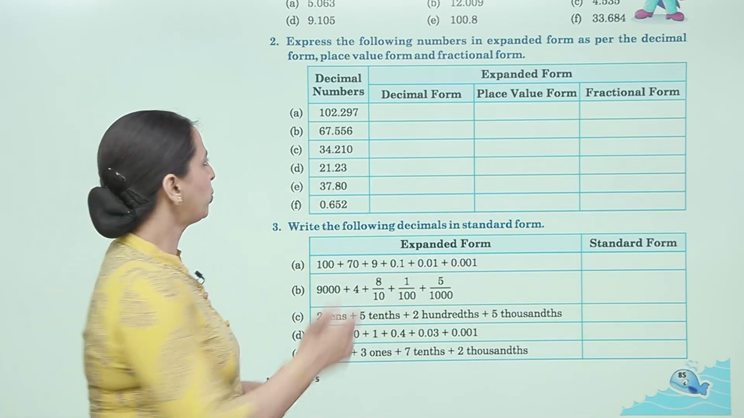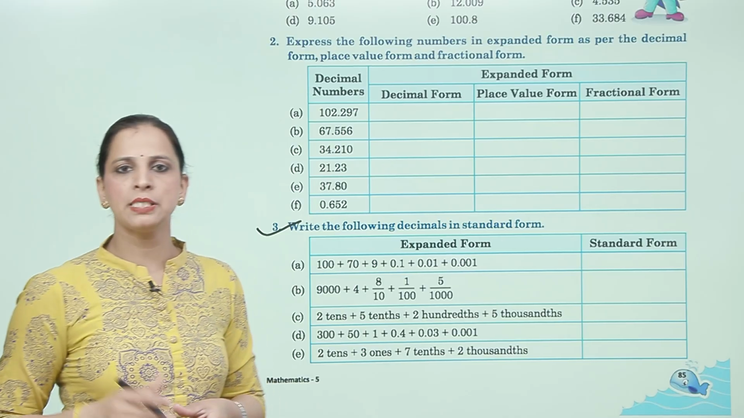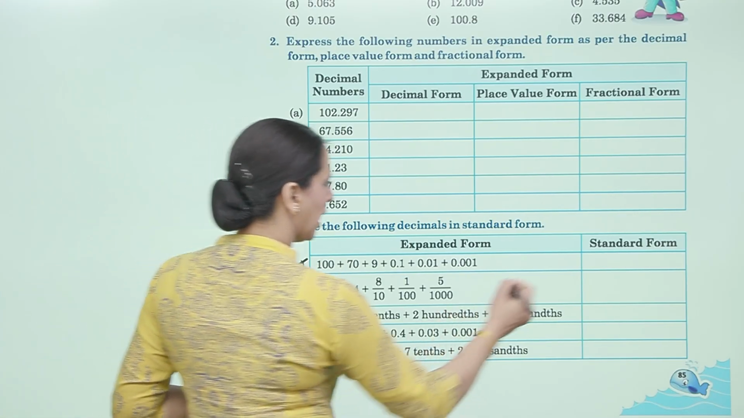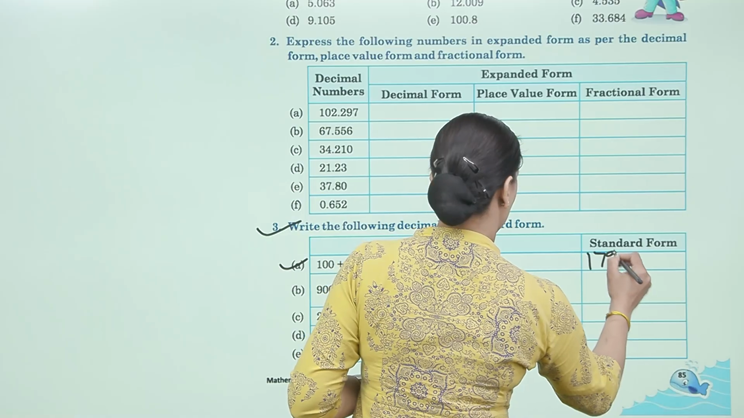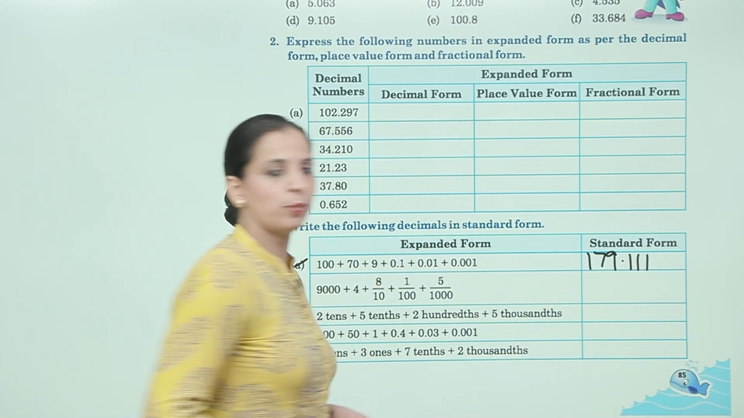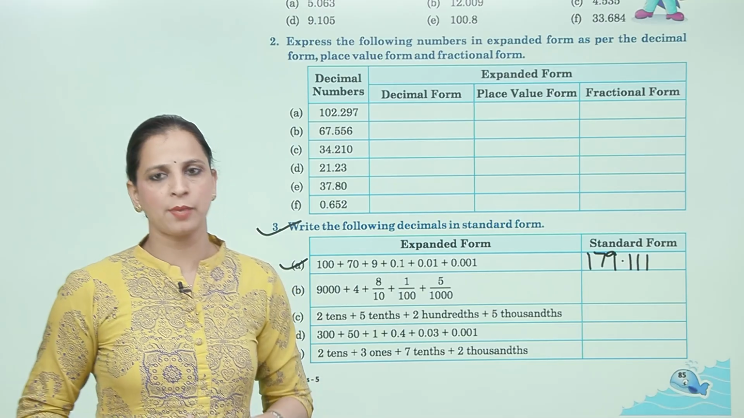Now next question number 3, write the following decimals in standard form. Now A part, that is 179.111. So children, using the same method, you will try the remaining parts yourself.